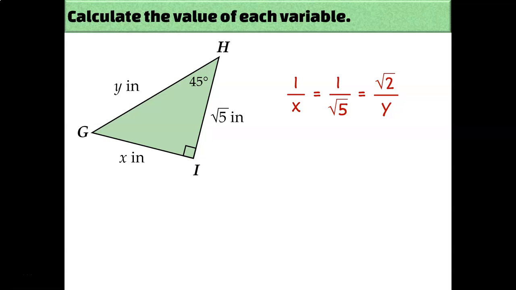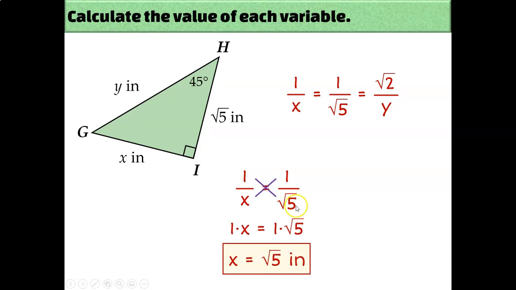To solve for x, we'll use the ratio that has x, and we'll use the complete ratio, 1 over the square root of 5. So if I use those two ratios, cross multiply, and solve, I find out that x equals the square root of 5, which again, we didn't really have to show that work, right? Since this is a 45, 45, 90 triangle, these two legs must be congruent to each other. But let's go ahead and solve for y as well.